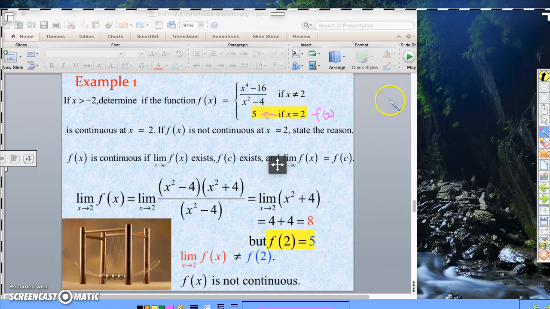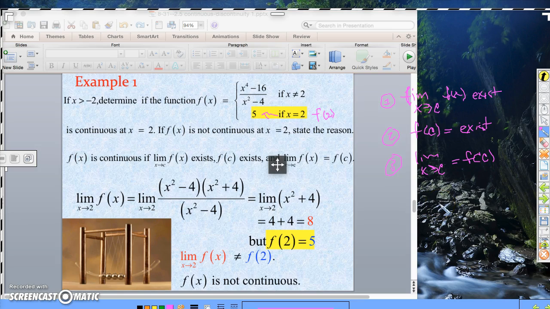So the first thing I'm going to do is write down the three conditions I can test. So the limit as x approaches c of f of x has to exist. That's condition 1. Number 2, f of c has to also exist. And then finally, condition 3, the limit as x approaches c has to equal f of c in order for it to be continuous.